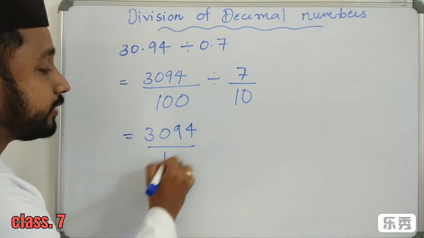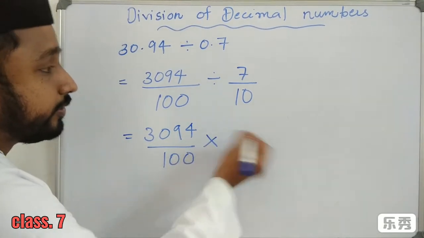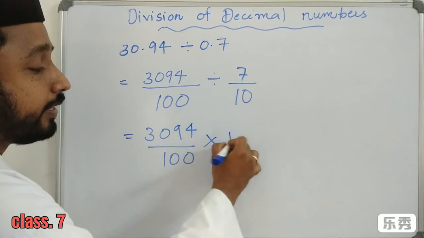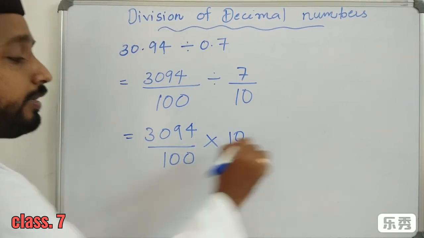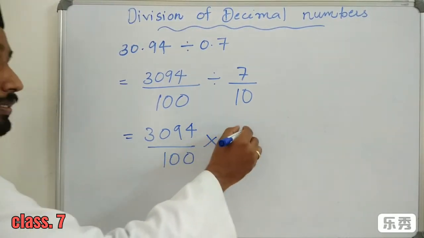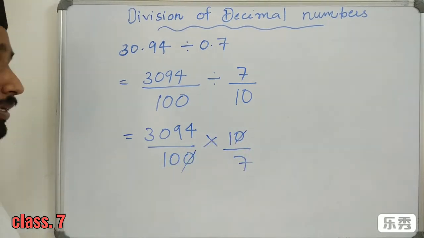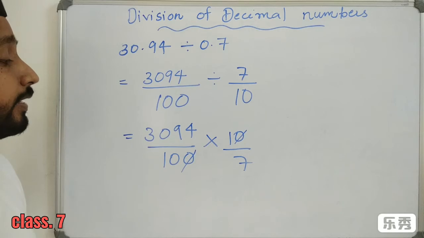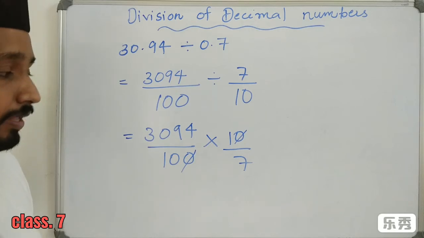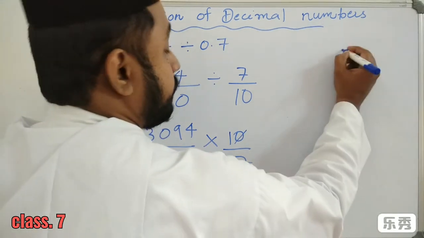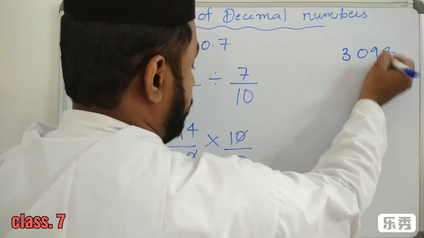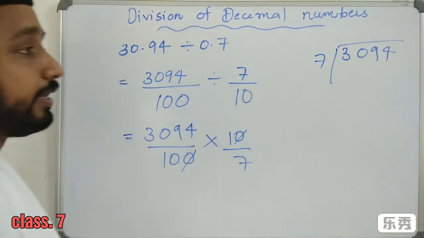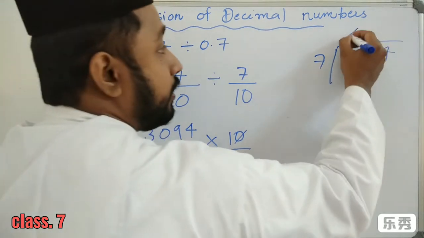3094 by 100 into the reciprocal. This division changed into multiplication, then 10 by 7. Now we can cancel the 0 and 100, 10 and 100 we can cancel, we got 10. Then 3094 and 7. How can we divide 3094 by 7? How can we divide 7 into 30?